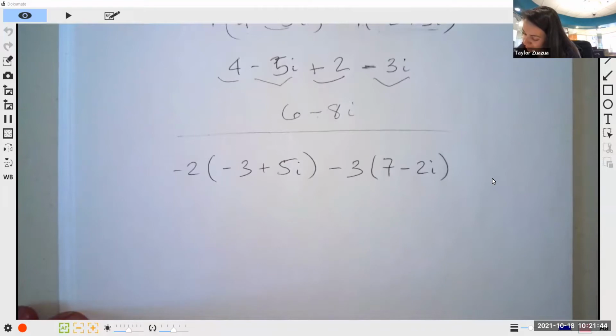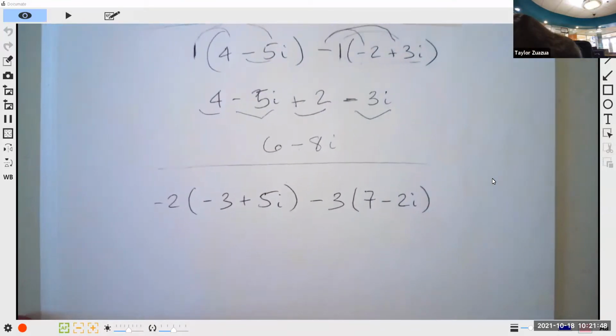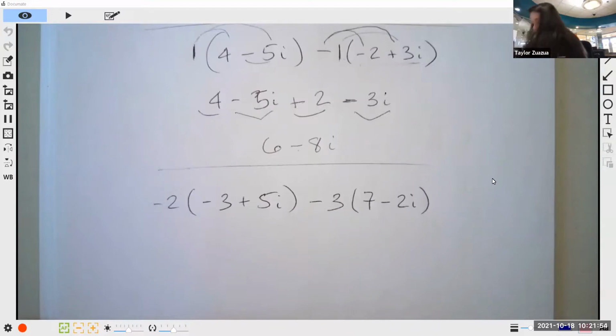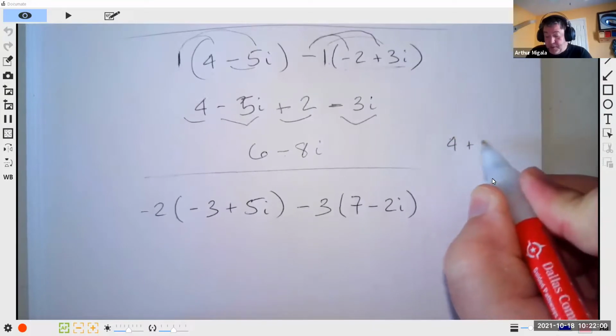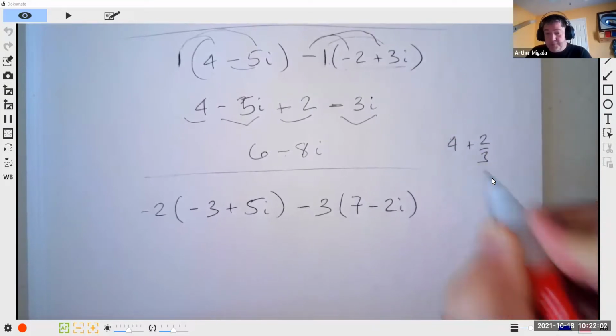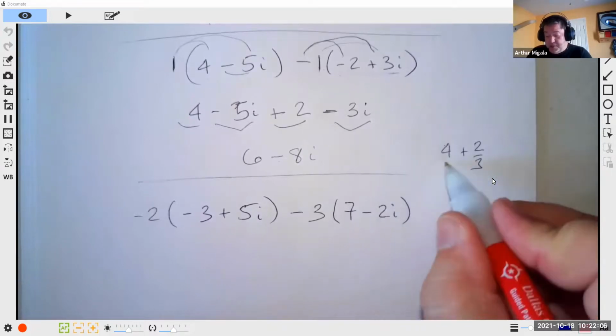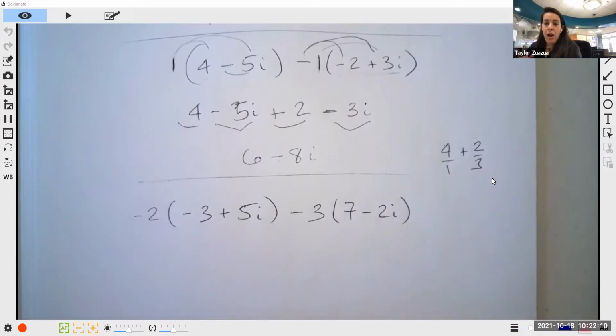Oh, I'm going to write that down. Always a 1 in front of the parentheses, right? Got it. Okay. That one exists everywhere. Even if I had something like 4 plus 2 over 3, add fractions. Well, this is a fraction. Is this a fraction? Yeah, it's over 1.